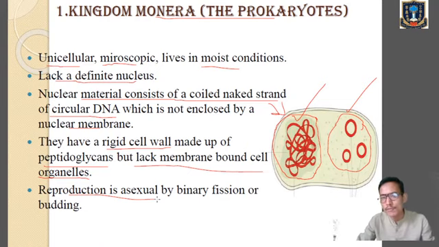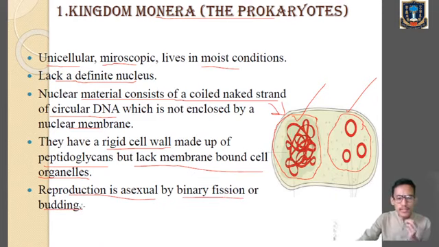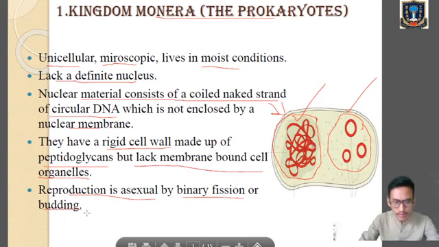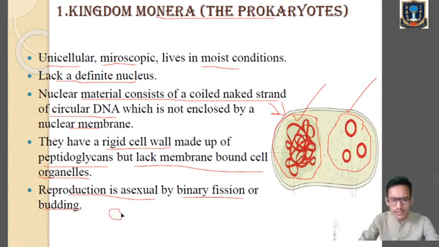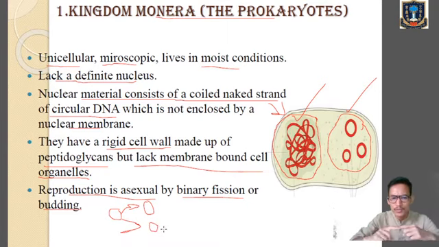And what are the types of asexual reproduction? It's simply binary fission or budding. Now, what is binary fission? In binary fission, a single cell will divide into two daughter cells. Clear? In binary fission, suppose let's say this is the single cell. So in binary fission, this single cell will divide into two daughter cells. Fission means to break up.